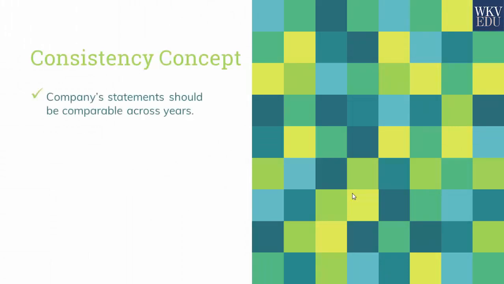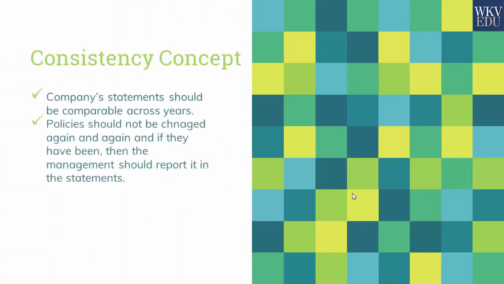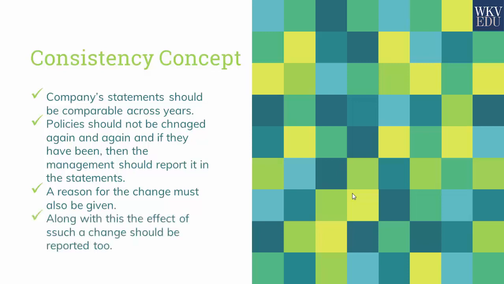Consistency concept states that company statements should be comparable across years. Thus, policy should not be changed again and again by companies while recording certain values in their statements, and if they have been, then the management should report it. As mentioned earlier, in the notes to accounts, the management should tell us what policy it has adopted to calculate any figure in the statements, and they should highlight if there has been a policy change in recording certain figures. A reason for the change of policy must also be mentioned. Alongside the reason, it should also tell us the effect that the change in policy would make.